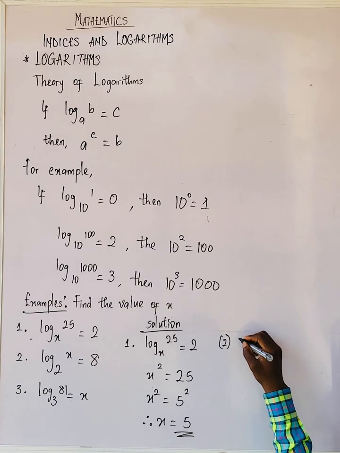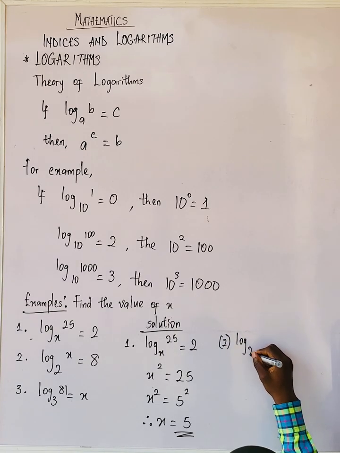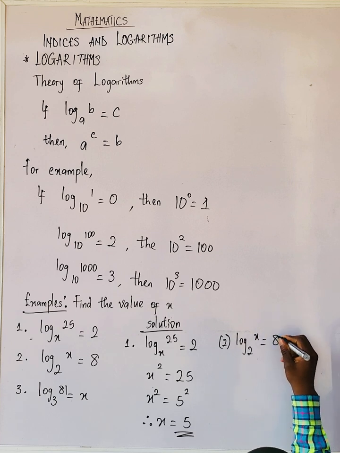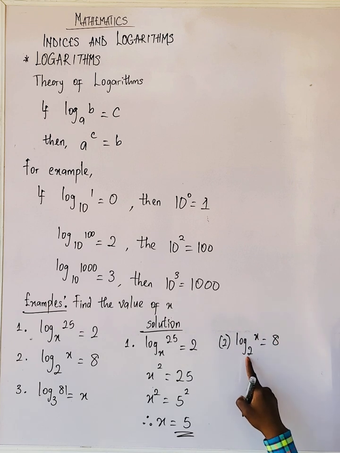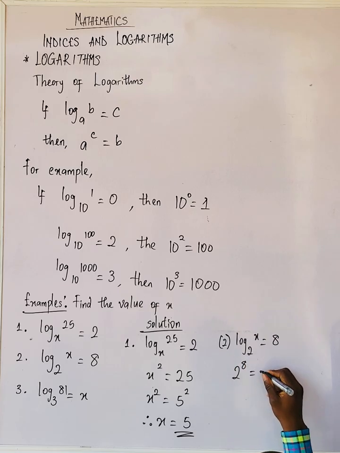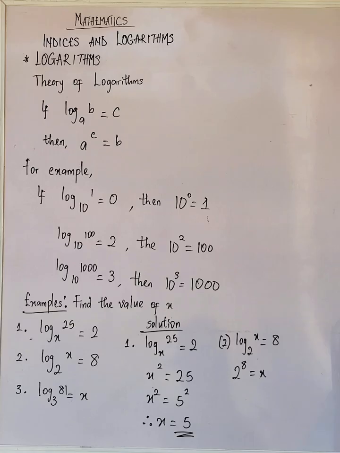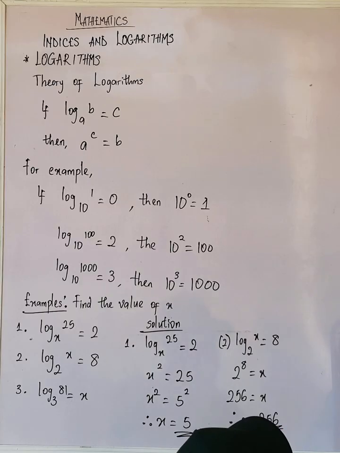Question 2 says log 2 to the power of x equals 8. Using the law, what is this? 2 to the power of 8 equals what? x. Now, what is 2 to the power of 8? 2 to the power of 8 will give us 256. That will be 256 equals x. Therefore, x equals 256. You get it?